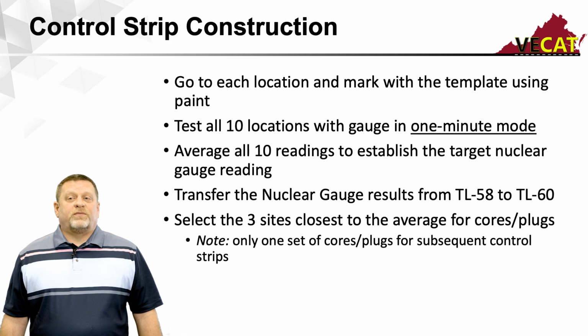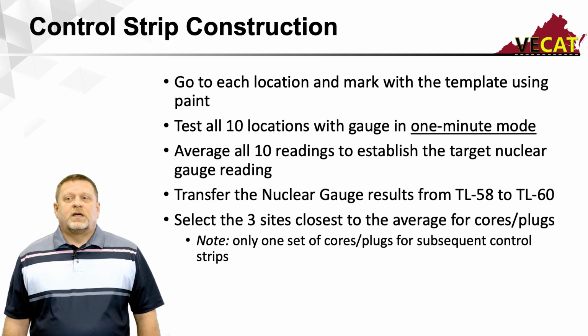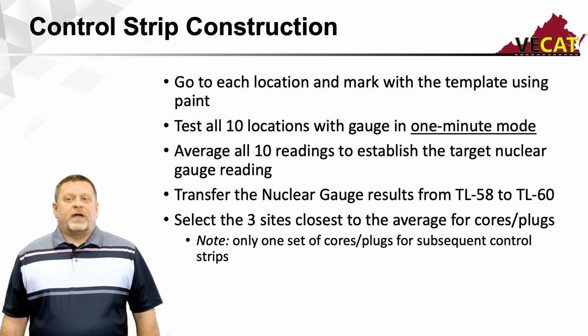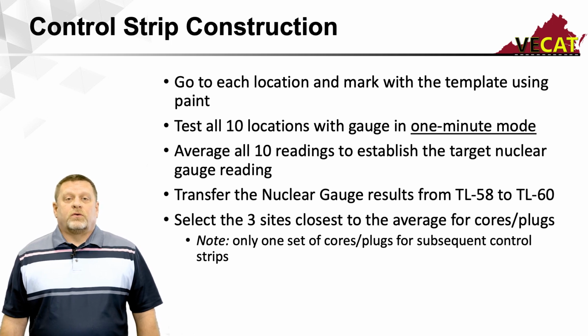And then once we've got our average, we're going to transfer those nuclear gauge readings, which we recorded on a TL58 form, to a TL60 form. You'll see those forms coming up here in a minute in this presentation. Based on that, we will at that point select the 3 sites that are closest to the average of the 10 readings we have taken. And those sites are where cores or plugs are going to be taken. Those are the ones we're actually going to measure our density on, through a process of bulking and determining the density of these sections of these cores.